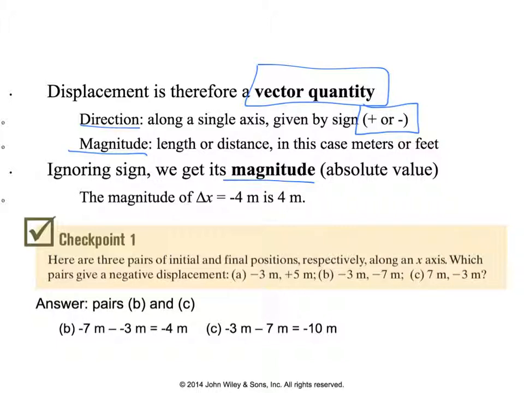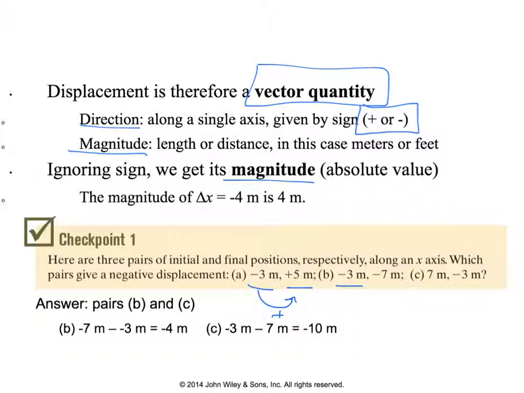Let's take a look at this quick checkpoint right here. We have three pairs of initial and final positions, respectively, along an x-axis. Which of the pairs has a negative displacement? If we start at -3 and then end at +5, we're going in the direction of positive or increasing numbers, so we have a positive displacement of 8.